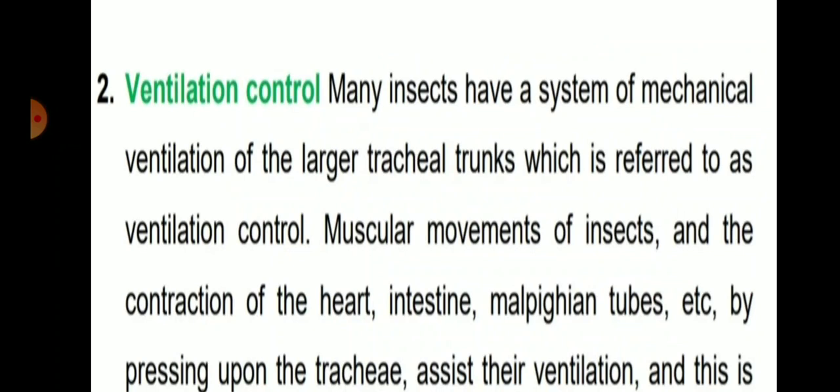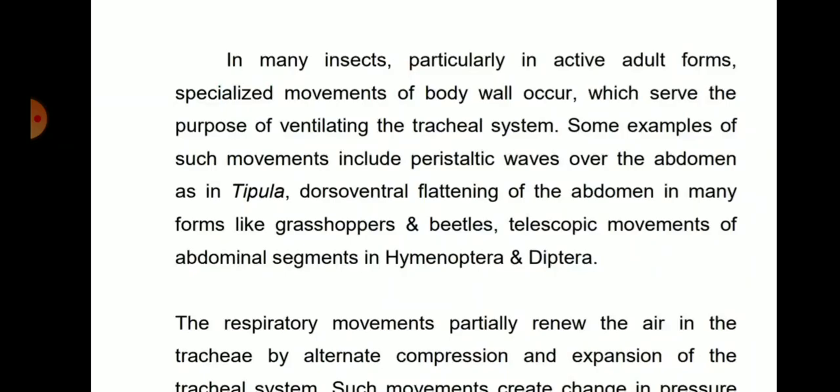The second method of oxygen uptake is ventilation control. Many insects have a system of mechanical ventilation of the large tracheal trunks, which is referred to as the ventilation control. Muscular movement of insects and the contraction of the heart, intestine, Malpighian tubules, etc. by pressing upon the tracheae assist their ventilation.